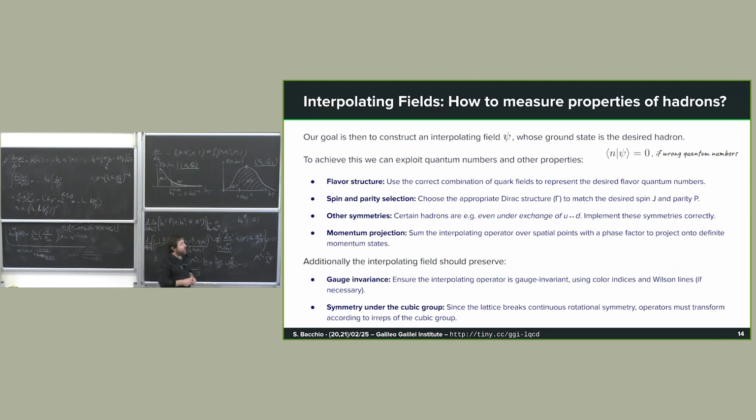Then you want to do momentum projection. So if you want it at zero momentum, you can use a Fourier transform to project it to a specific momentum. You can get zero momentum or any finite momentum, still discretized on the lattice. It's not any momentum, but the momentum you can have on a lattice. And usually you also need to take into account gauge invariance and other symmetries.